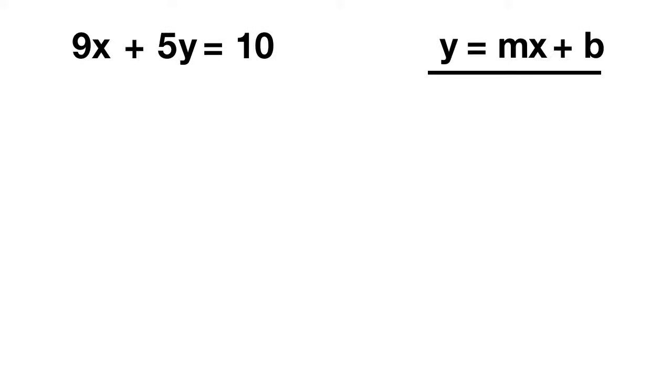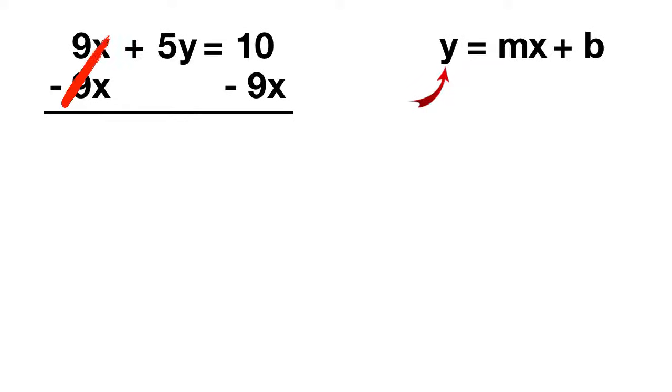Now what you can notice is that in slope-intercept form, the y is the only thing on the left side of the equal sign. So in our equation, we'll have to work to get this y all by itself. We can start by subtracting 9x from both sides of the equation, because when we do this, the 9x minus 9x cancels out, and we're left with just 5y. On the other side of the equal sign, we have our 10 and then minus 9x.